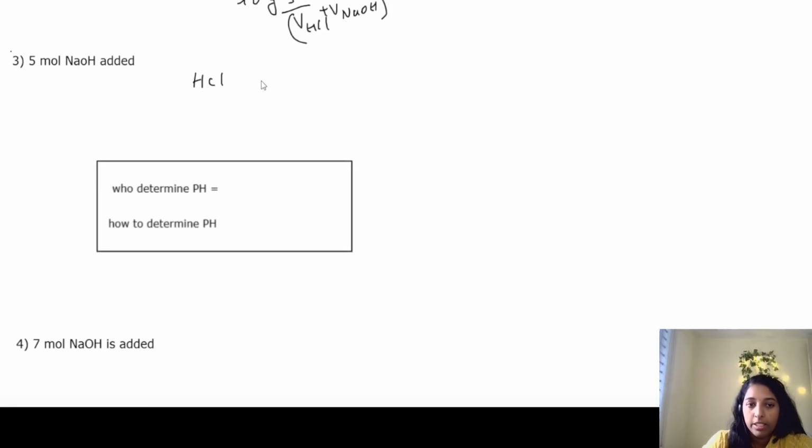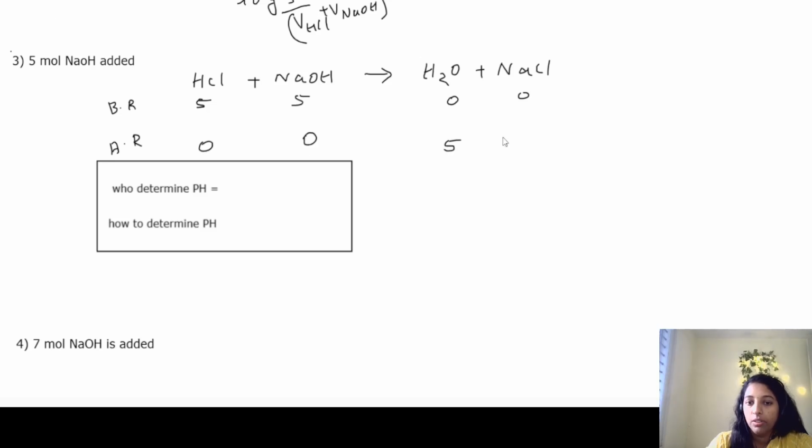Okay, then the next part: 5 moles of NaOH is added. So at that time, HCl plus NaOH, again, every time you have to consider the before reaction, after reaction table. Here also 5, and this time it's 5, 0, 0. This is before reaction, and after reaction how much is it? After reaction this is 0, this is 0, this is 5, this is 5. So this is what we call the end point. Both the reagents are 0, so that is the end point or equivalence point.